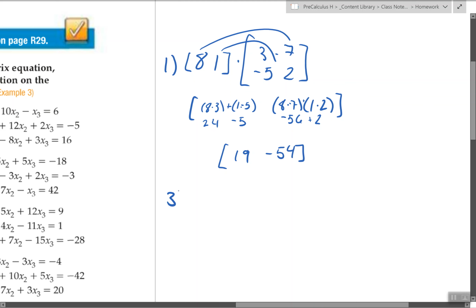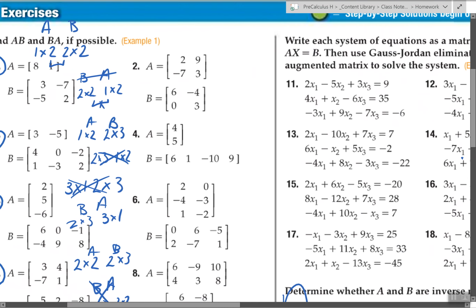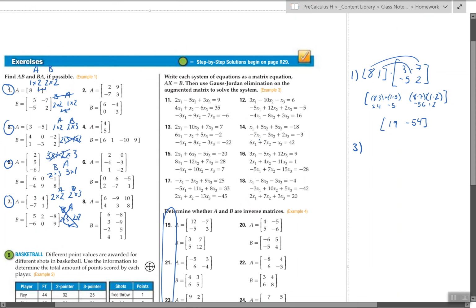For number 3, we said as well A and B would work together, but BA will not. So A is 3, negative 5, and B is 4, 0, negative 2, 1, negative 3, 2. Okay, so this should produce us a 1 by 3 matrix when those internal dimensions go away. So it should be a 1 by 3. So again, just a 1 row matrix. So we take rows to columns. So the 3 goes to the 4 and the negative 5 goes with the 1. So we have 3 times 4 plus negative 5 times 1.